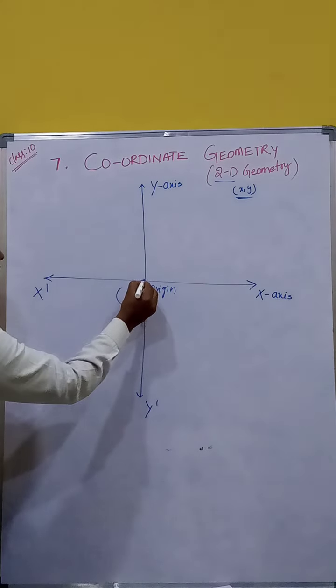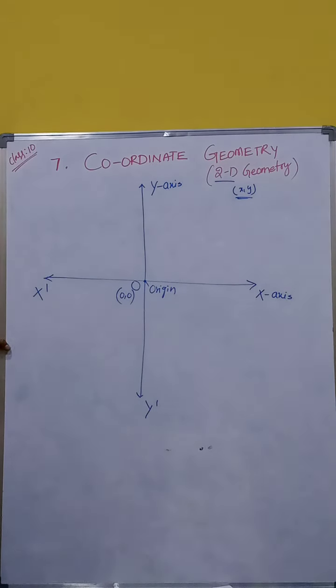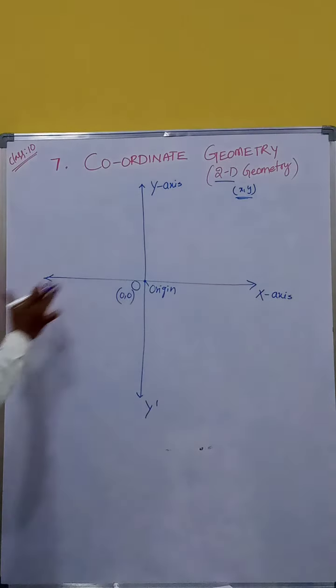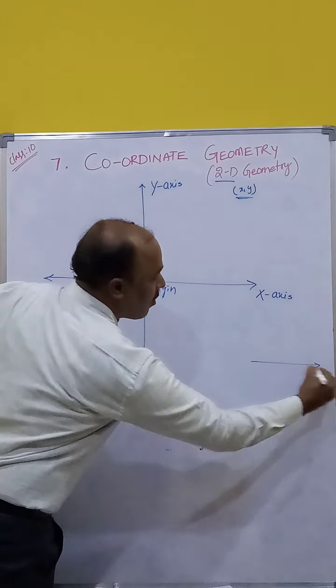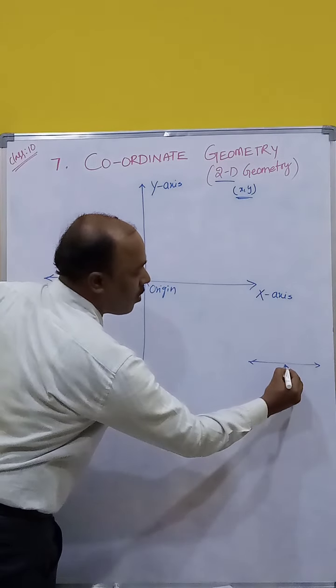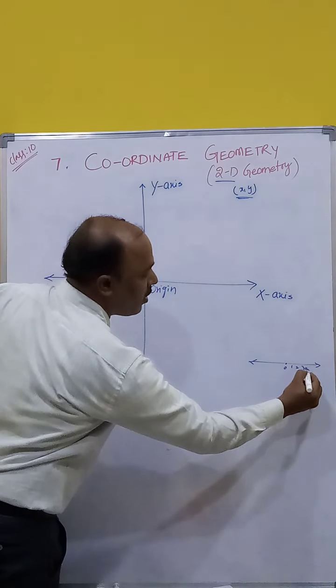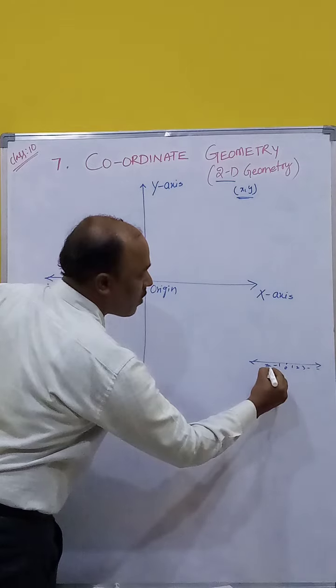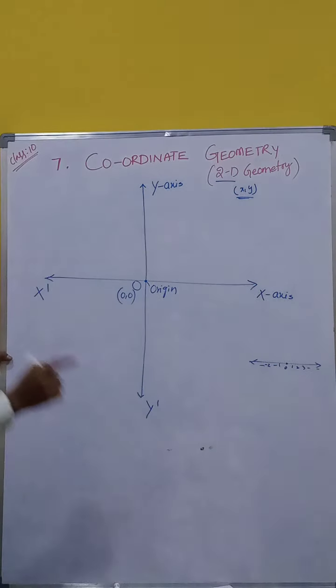At the intersecting point, what is here? 0, 0. Why is it 0, 0? I think you know this from classes 6 and 7, but we will recap. Actually, the x-axis and y-axis both are number lines. The middle point is 0. Here on the positive side 1, 2, 3, and so on; here minus 1, minus 2, and so on.